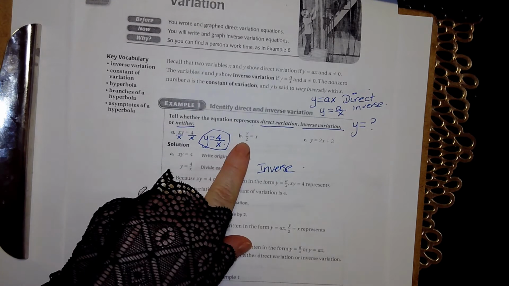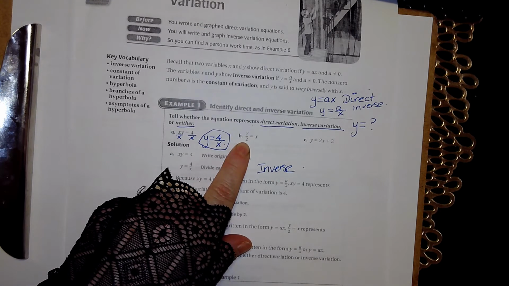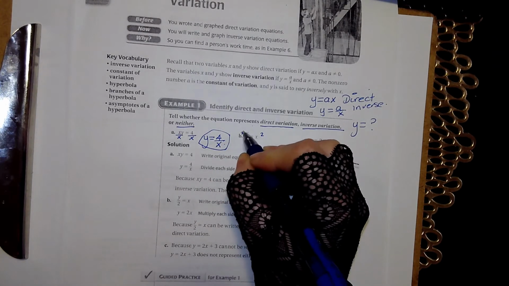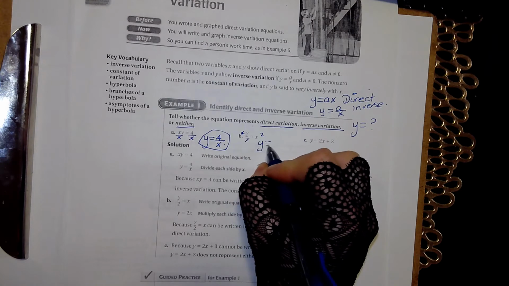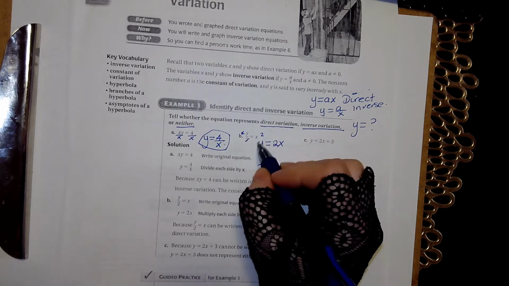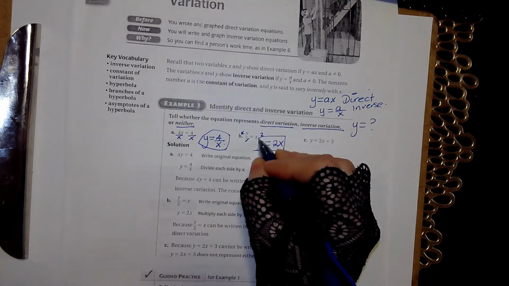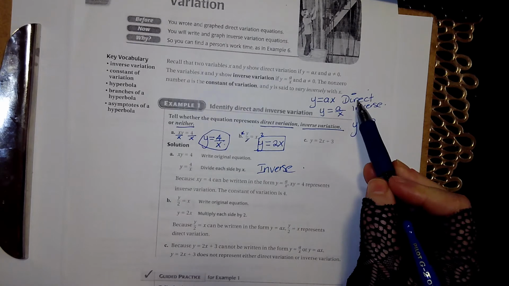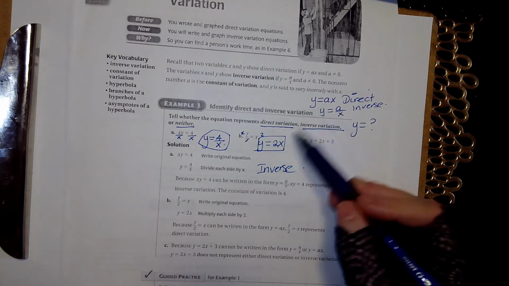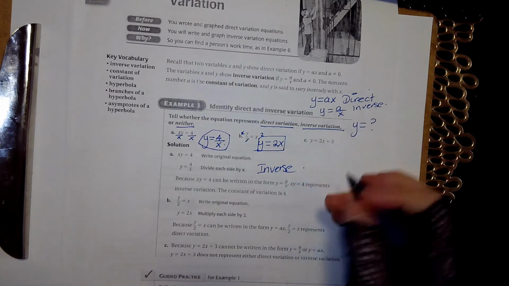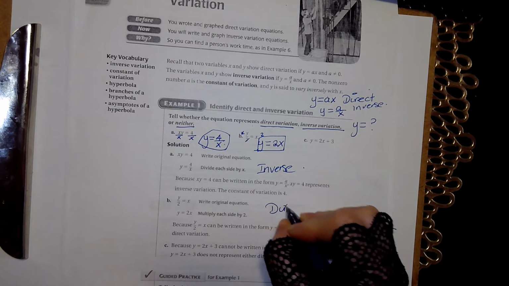So this is not solved for y. We have to get rid of the 2. So that means we multiply both sides by 2. This is going to cancel. I'm going to y equals 2 times x. We don't say x times 2. We always write the number in front. So now that I've solved this, I look up here. It looks like this. So A is always your number here too. So this is direct. So the B is direct.